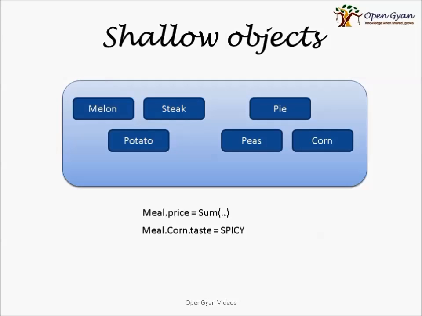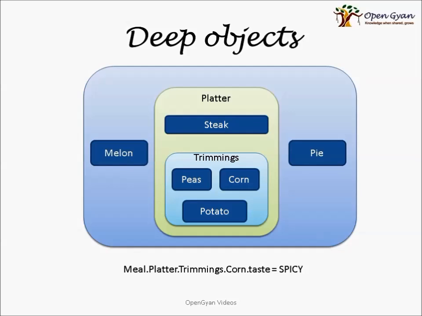This method of designing classes is a shallow method. The other method is like this: a melon, a platter and a pie, wherein the platter has a steak and the trimmings of the steak. The trimming class in turn has the peas, the corn and the potato. This may look complicated. Let's say for example, again if I have to set the corn taste to be spicy, it has to be meal.platter.trimmings.corn.taste equal to spicy. It looks to be a roundabout way, but hey, if someone wants a steak platter in a different course, then it is easy to just move it and fit it with a soup, platter and ice cream instead of melon, platter and pie. So it operates on the principle of encapsulating and abstracting the containers as is the requirement. So next time when you eat the meal, think of reusable courses in the 5-course meal.